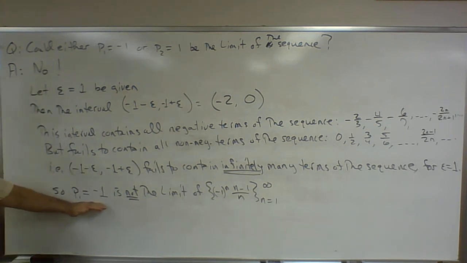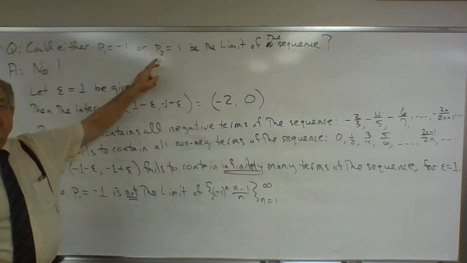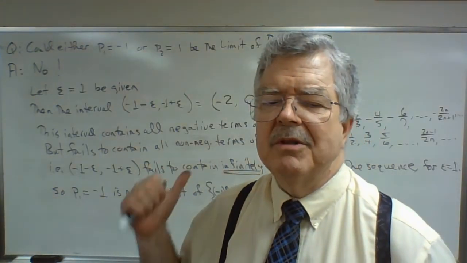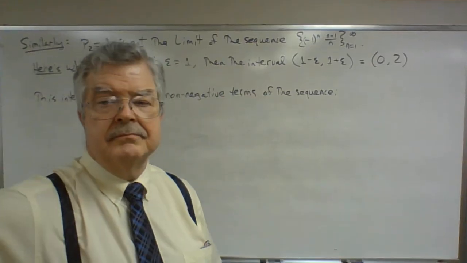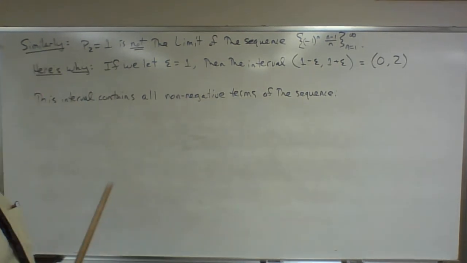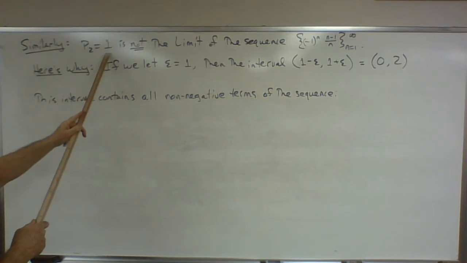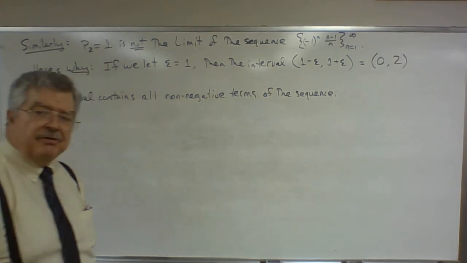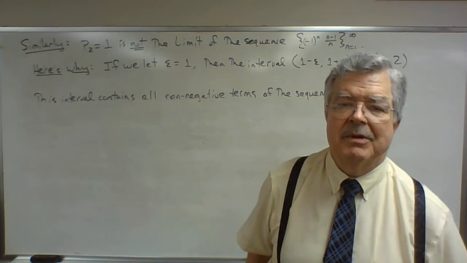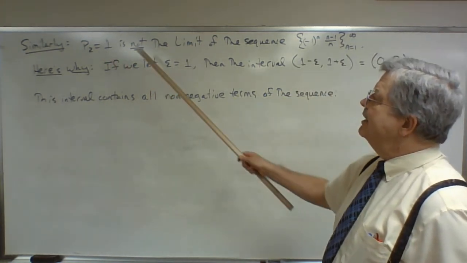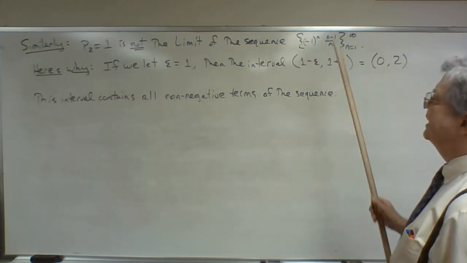So P1 equals -1 is not the limit of this sequence. Well, let's take P2 equal 1 and put it to the very same standards that we held P1 to. Let's subject the limit point P2 equals 1 to the same scrutiny that we subjected P1 equals -1. And I claim that 1 is not the limit of our sequence.